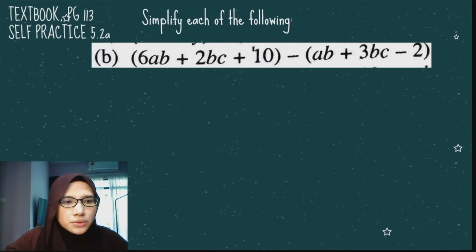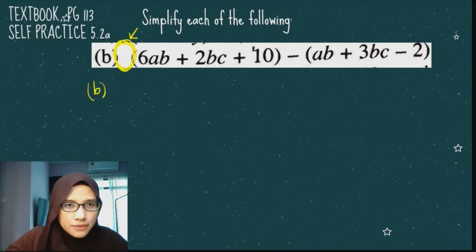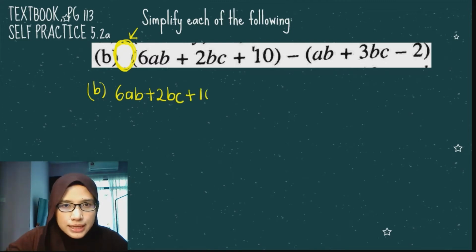We continue on our second question, where we have 6 different algebraic terms. Same as the previous question, we need to get rid of the bracket first. Let's look at our first bracket. We don't have anything in front of the first bracket where I circle here. There is nothing in front of the bracket. Then we can just copy down the terms inside the first bracket. So 6ab plus 2bc plus 10. And we have a minus sign. Minus, we copy down the minus.